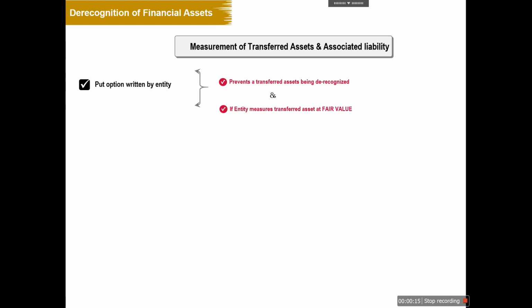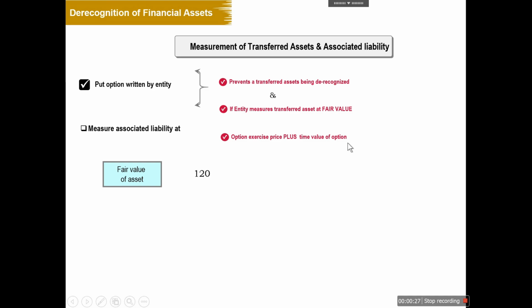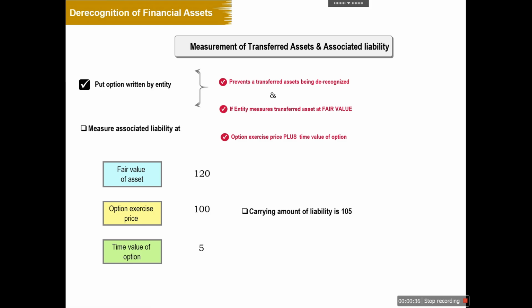Measurement of transferred assets and associated liability, where the entity has written a put option and it prevents a transferred asset from being derecognized, and the entity measures the transferred assets at fair value. In this case, the associated liability will be measured at the option exercise price plus the time value of the option. For example, the fair value of the asset is 120 and the option exercise price is 100 and the time value of the option is 5. In this case, the associated liability will be measured at 105, that is the option exercise price plus the time value of the option.